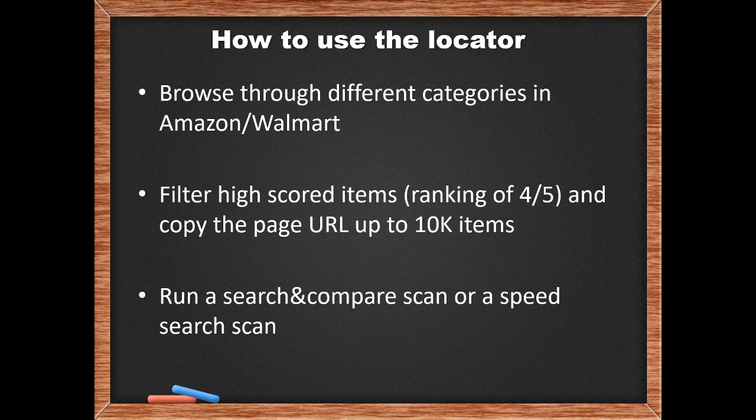And then you copy the page URL. The page shouldn't have more than 10,000 items. Then you take that URL and put it in the locator and run a search. Now the search can be more accurate, more precise, and we call it search and compare. Or you can just ask SellFreaks to scan all the items in that URL without comparing them to your competitors, and that's what we call speed search. Don't worry, I'll show you everything.